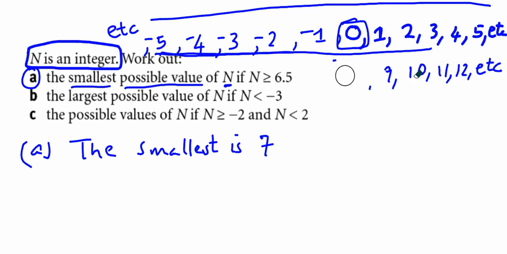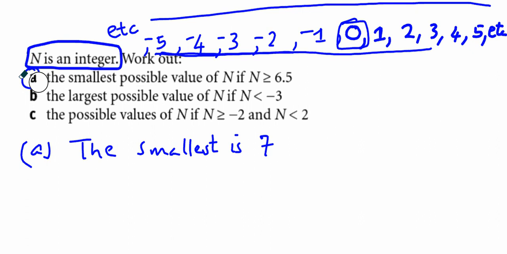Okay, I hope that is clear. The smallest number in that list is 7. Okay, now, B. What is the largest possible value of n if n should be something less than -3? The largest possible value of n.